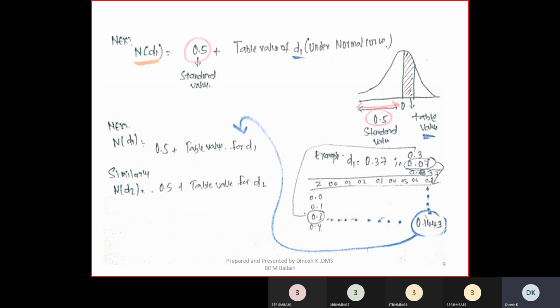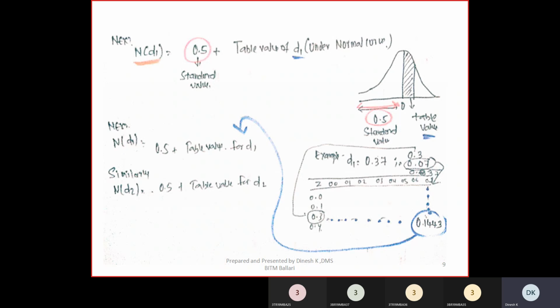Okay, 0.37. 0.3 is in units, 0.07, right? Actually, if you take 0.07 plus 0.3, it would be 0.37. So 0.07 is in tens, 0.3 is in units. Fine. If you split D1, whose value is equal to 0.37, that is 0.3 plus 0.07.